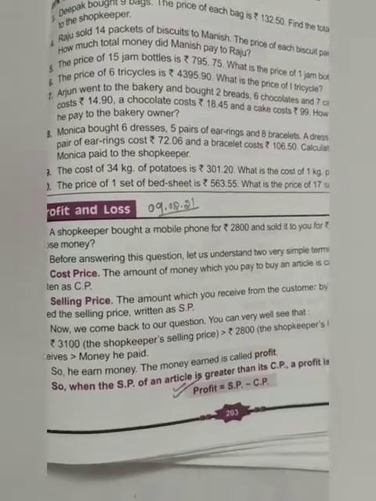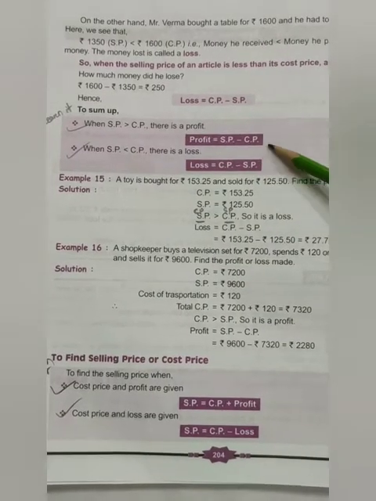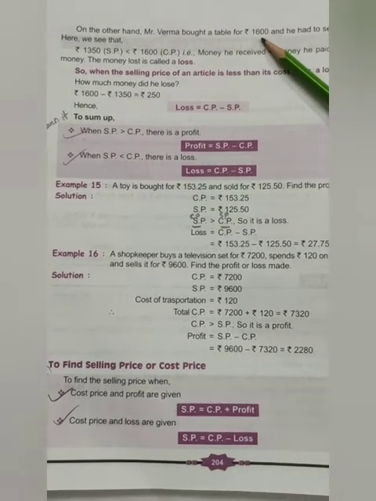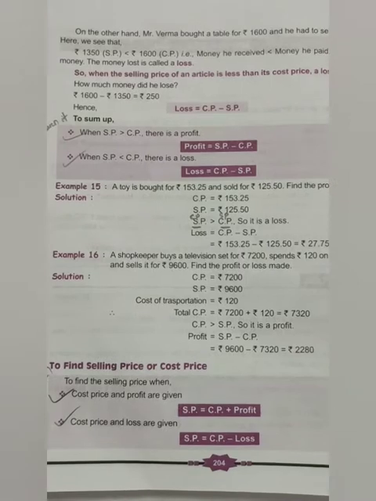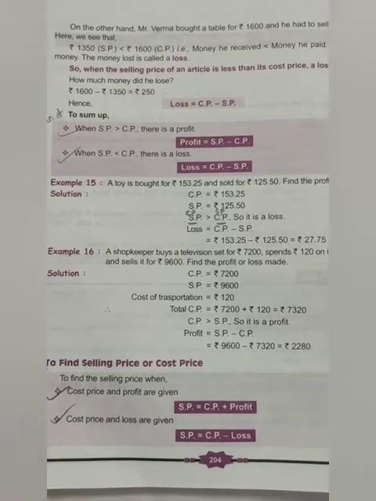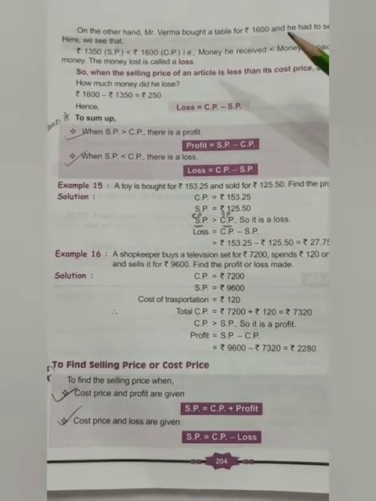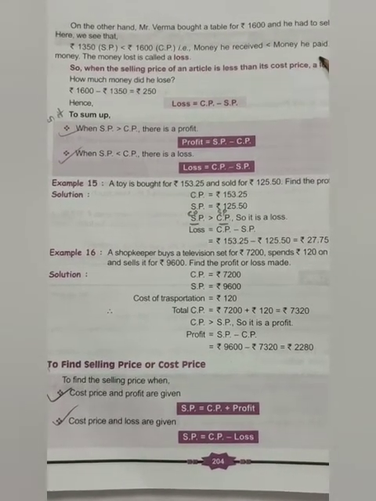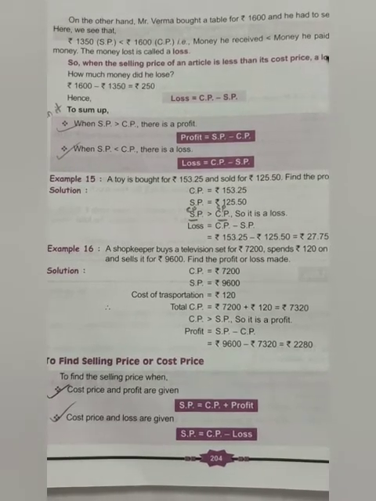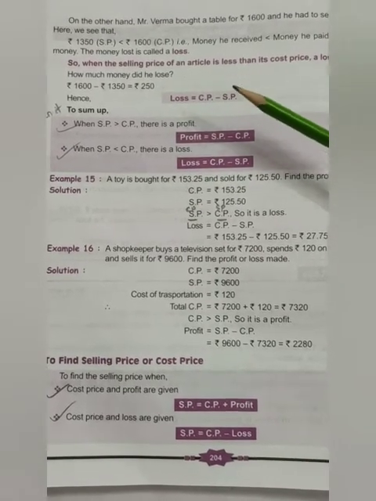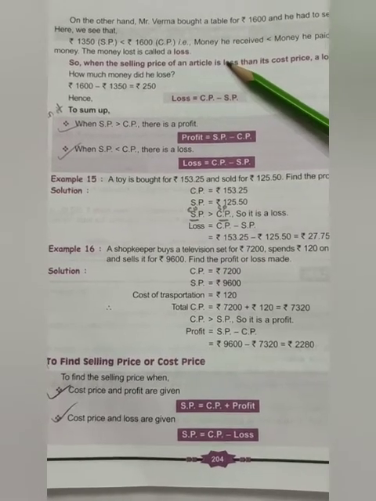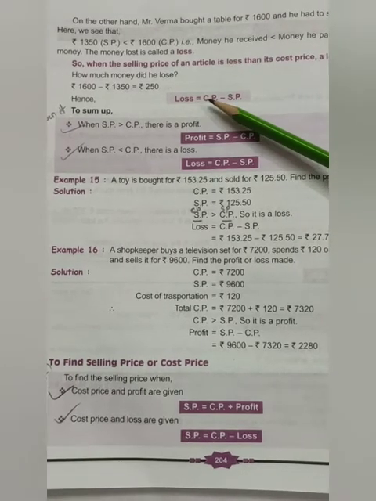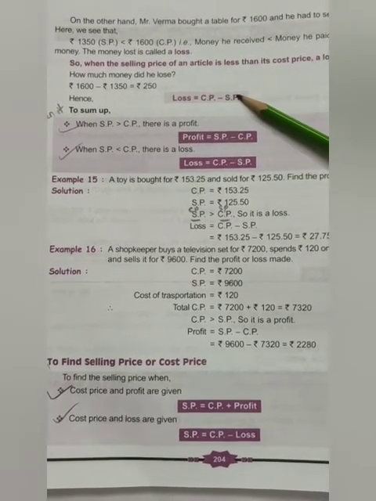You remember. On the other hand, Mr. Verma bought a table for 1,600 rupees and he had to sell it for 1,350 rupees. Here children, the money he received is less than the money he paid. So here he loses money. The money lost is called the loss. So the loss formula is cost price minus selling price.